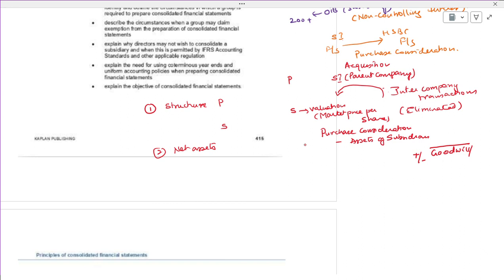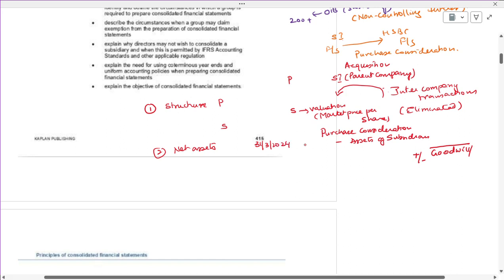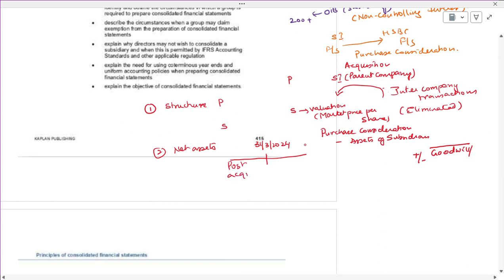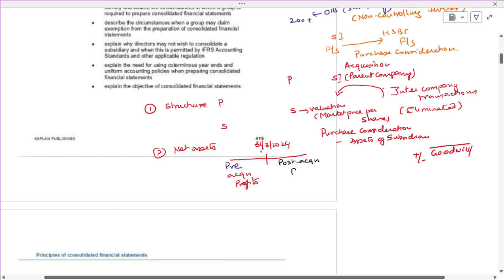Assume that they are purchasing the subsidiary on 31st of March 2024. Definitely you have to divide it. Whatever the profits you have before 31st March are the pre-acquisition profits, and whatever the profits you have after 31st March are called post-acquisition profits.